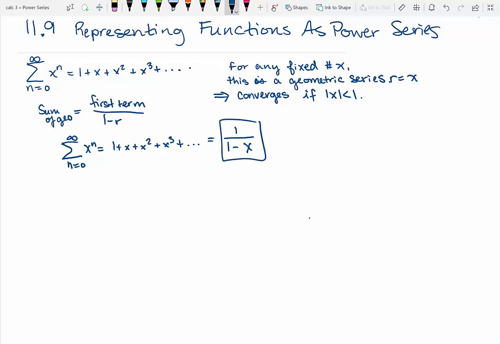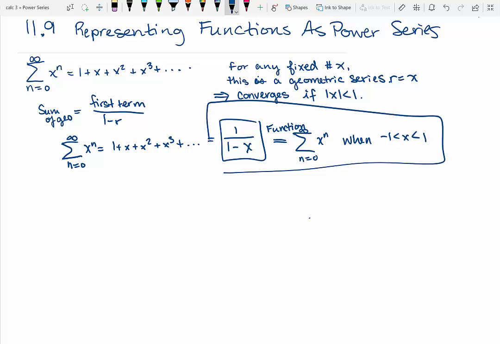This is a function, and when the absolute value of x is less than 1, the series converges. So we are saying that this function is the same as this power series when x is between -1 and 1. In this way, I don't have to think of 1 over 1 minus x as a division problem, but I've been able to rewrite it as a polynomial expression.